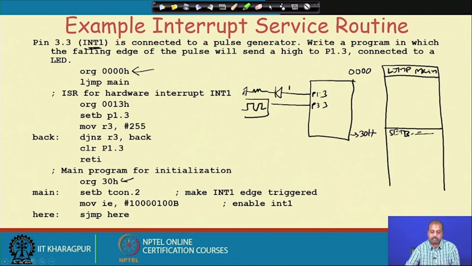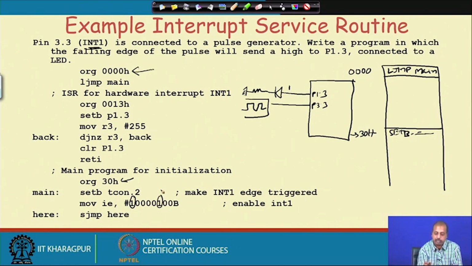So, how this whole thing is done: in the main program, we are making SETB TCON.2. TCON.2 will make this INT1 edge triggered. So, in the TCON register, we had the interrupt types, and the type is set to edge triggering by setting that bit to 1. In the interrupt enable register, we are enabling the interrupts: the EA bit is set to 1, and this is the enabling of the external interrupt. The rest of the interrupts are disabled.